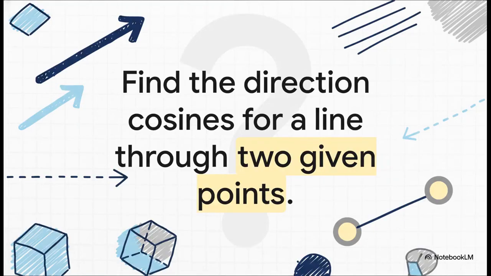All right, let's try a question. This is a classic, a total exam favorite. You're given 2 points and you need to find the direction cosines. So pause here for a second. Think. What is the very first thing you should do? I'll give you a hint. It involves their simpler cousins. Yes, you find the direction ratios first. Go on, you can do this, give it a try.